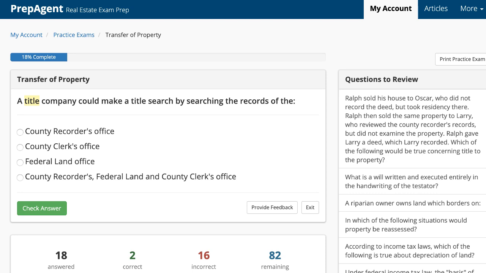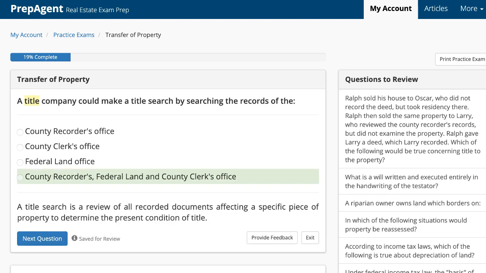What do you guys think? And the answer is D, county recorder's, federal land and county clerk's office. So that was a little warm-up question that I wanted to start off with. But now let's talk a little bit more about property transfer.